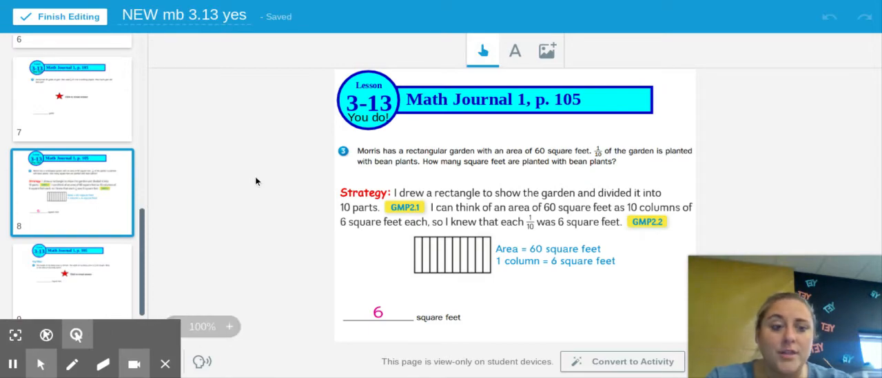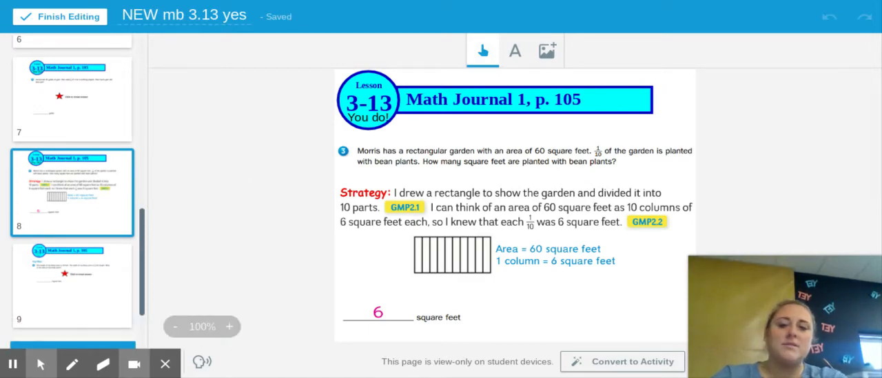Okay, for 3, the strategy that you could have used, but you didn't have to, could be drawing a rectangle to show the garden and dividing it into 10 parts. We can think of an area of 60 square feet as 10 columns of 6 square feet. So we knew that each 1/10 was 6 square feet.